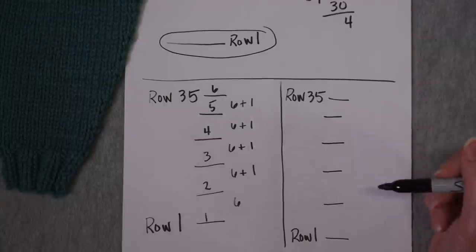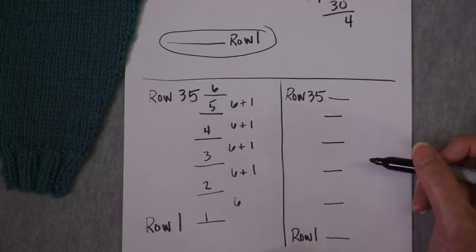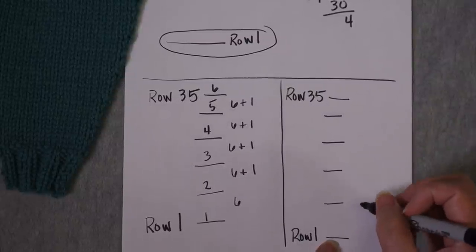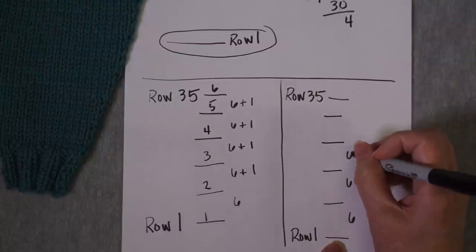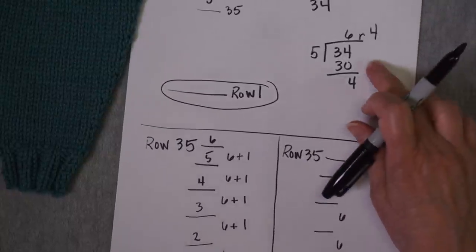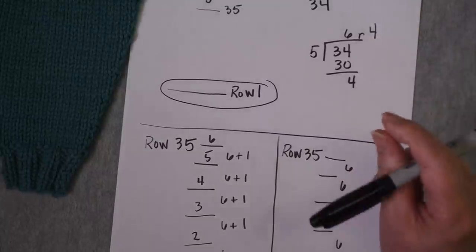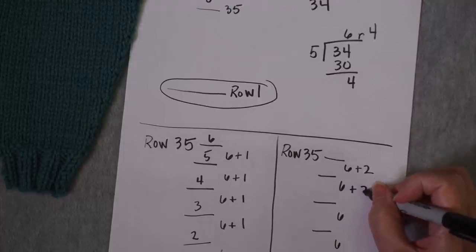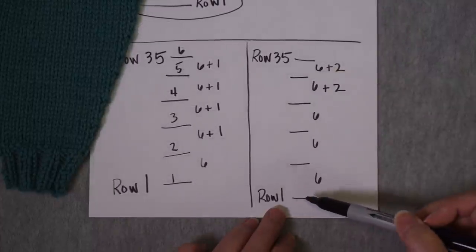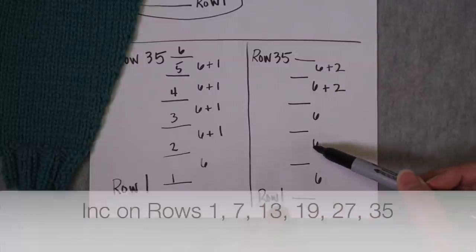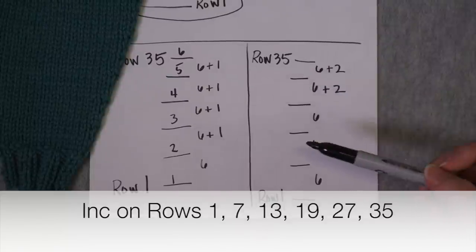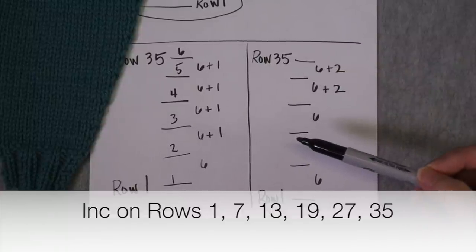If you are working flat and you always want your increases to be on the right side of the work, then you, again, could space these out every six rows. And then you would distribute these extra four rows in sets of two. So you'd work the first increases, row one, and then six rows later, six rows later, six rows later, and then eight rows later, eight rows later, in order to end up with the last increase on row 35.